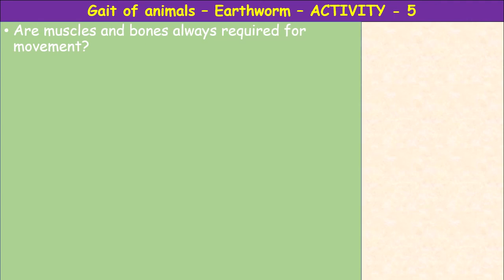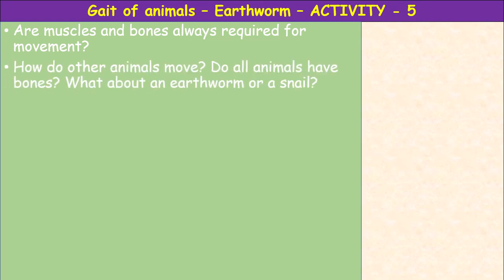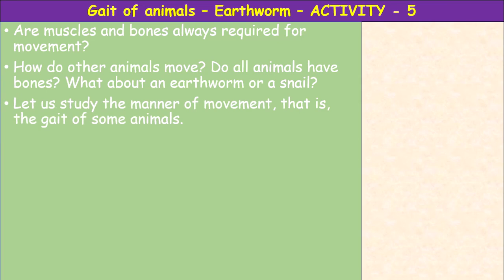Gait of animals. What is gait? Are muscles and bones always required for movement? In some animals there are no bones. How do other animals move? Do all animals have bones? No. What about animals like earthworm or a snail? Is there any bone? No. Let us study the manner of movement, that is the gait, of some animals. Gait means the manner of movement.